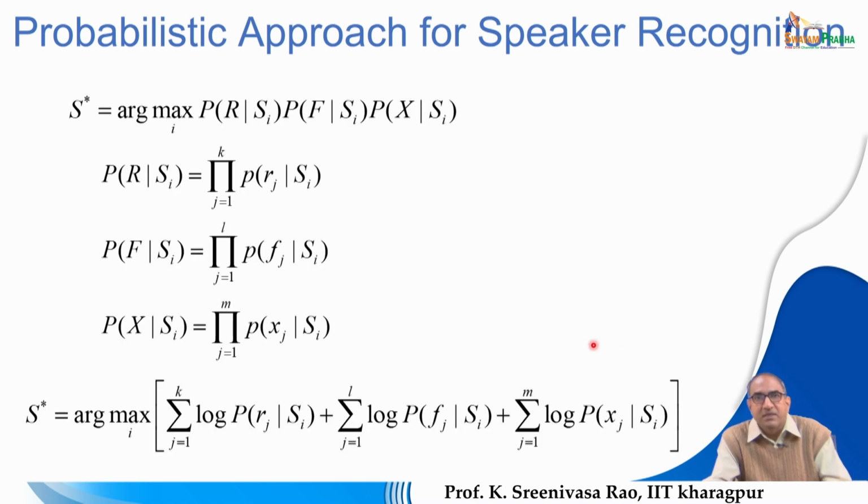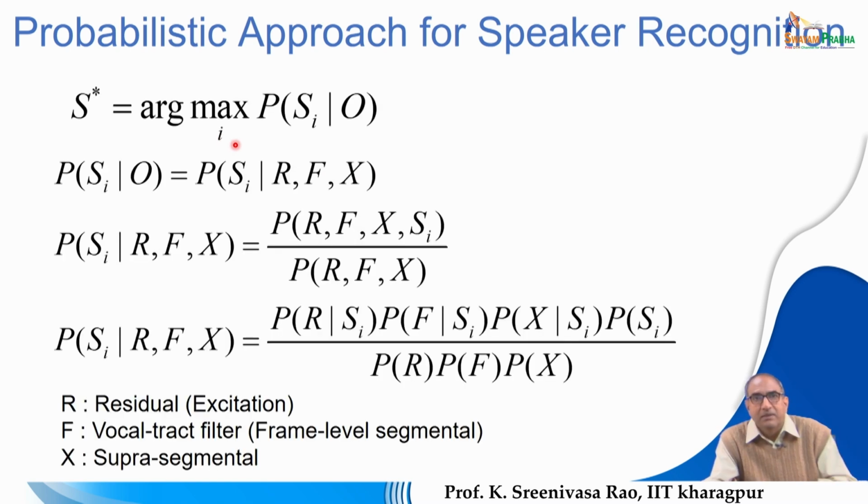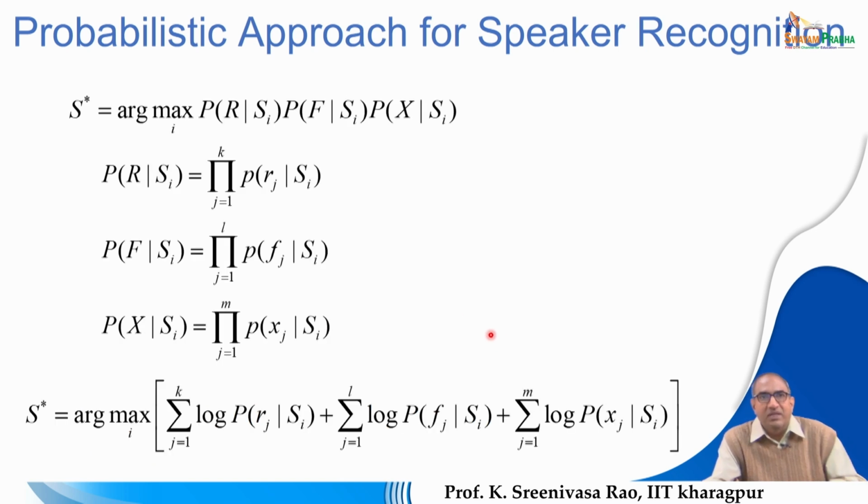From all of them, you can see that the denominator is common across all the speaker identities. Similarly, P(S_i) is the prior probability. Suppose we have no idea about the prior probability of the speaker, then you can also ignore this, and the leftover will be only these three factors. That way you can compute the speaker identity by taking the product of the posterior probabilities associated with each of the features.